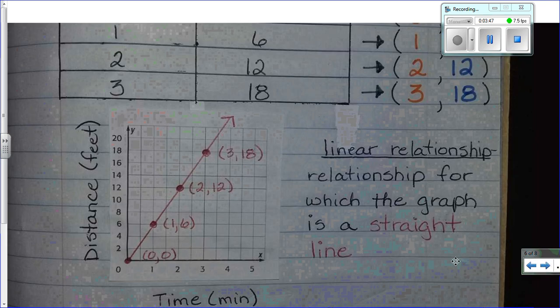Okay, so now that all of the points are connected, you can see that they form a straight line. This is a linear relationship. It's a relationship for which the graph is a straight line. So when you see a straight line, it's called linear. You can see up here at the front of the word linear, you see the word line. It forms a straight line.